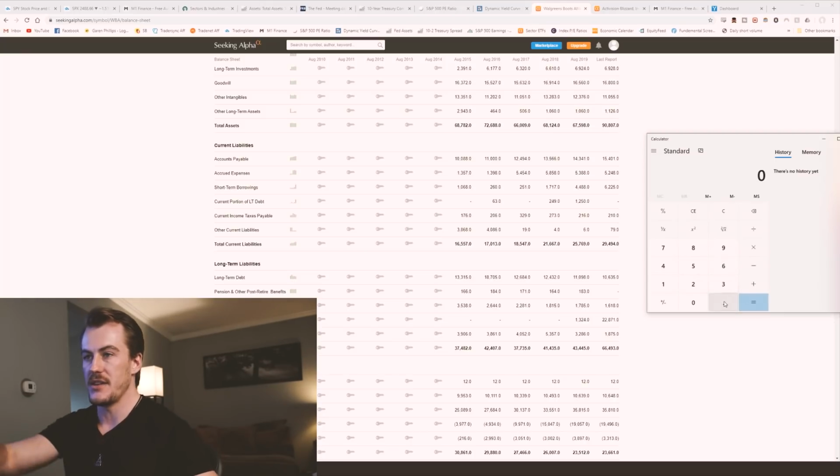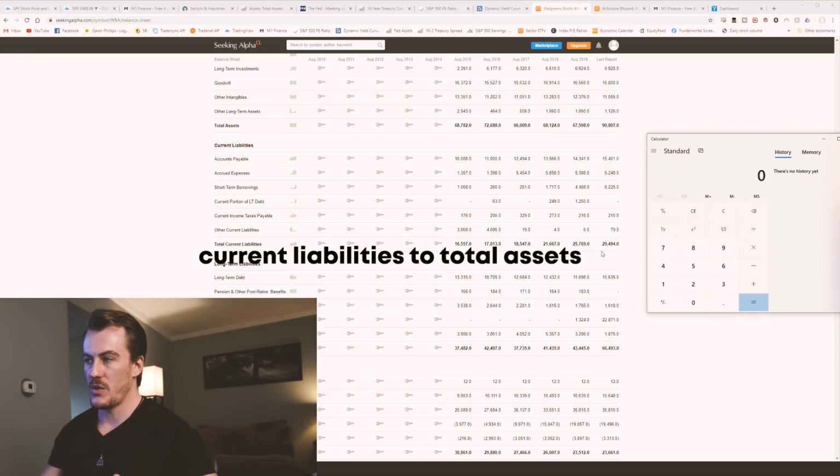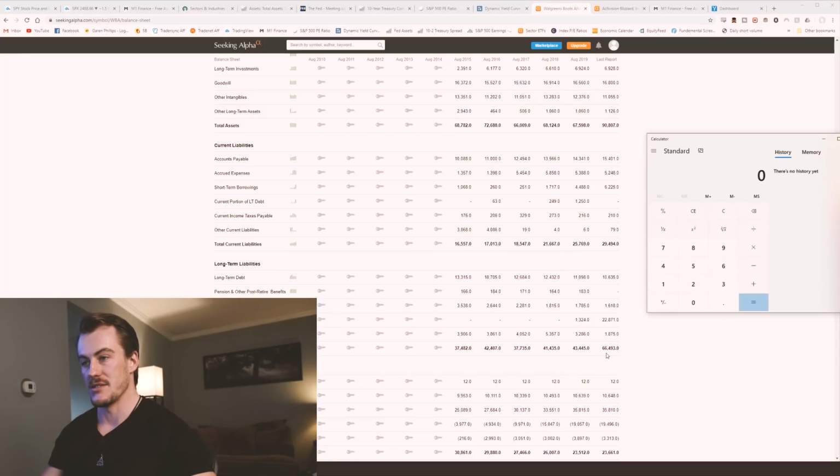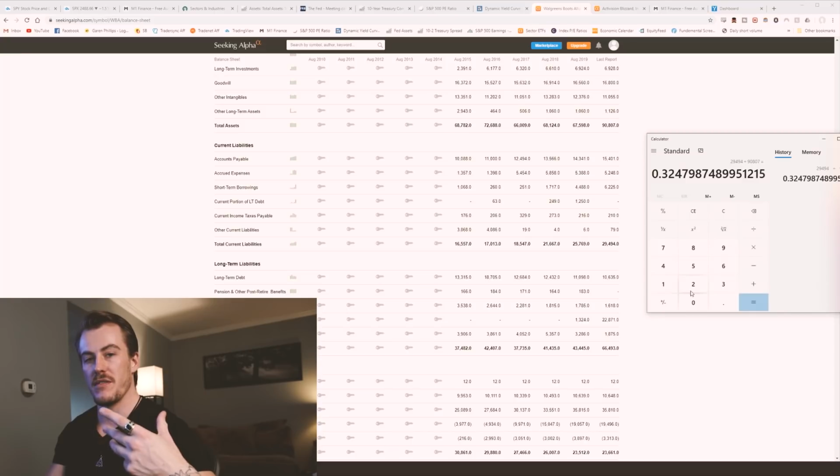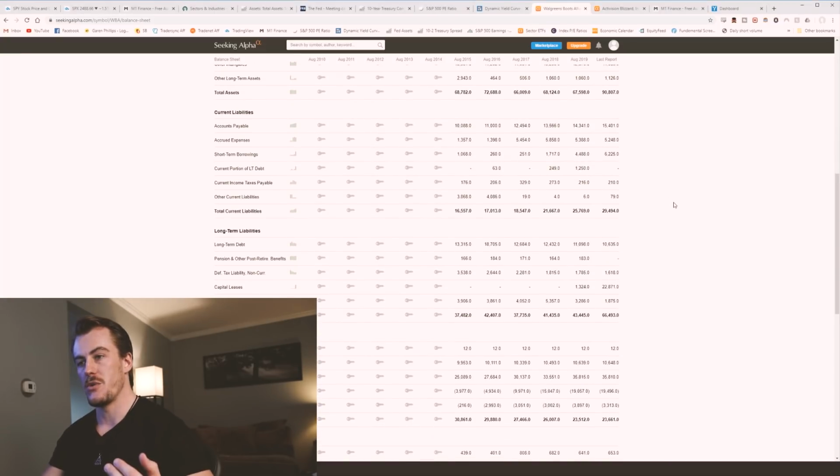So you'll see here that total current liabilities is $29,000 out of the $66,000. So half of their debt is due within 1 year. What I'm going to do is compare $29,494 to the total assets of $990,000, which gives us a ratio of 32%. So if they completely shut down and they have to start selling off assets, 32% of it will be sold just to pay off this year's debt. So that's a ratio you want to pay attention to.